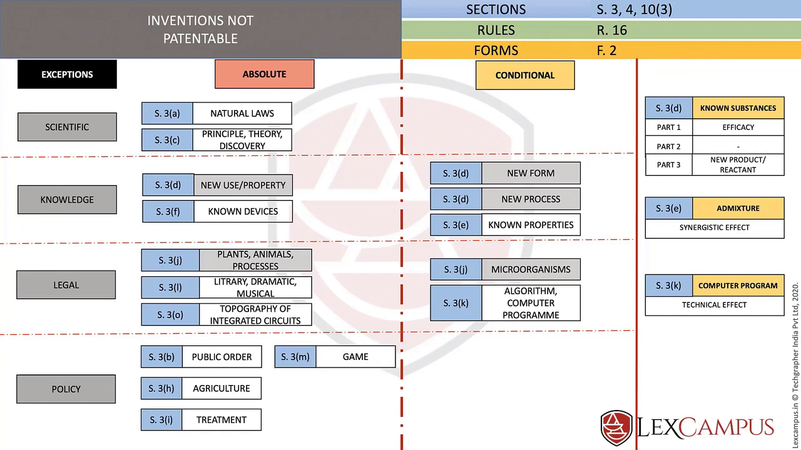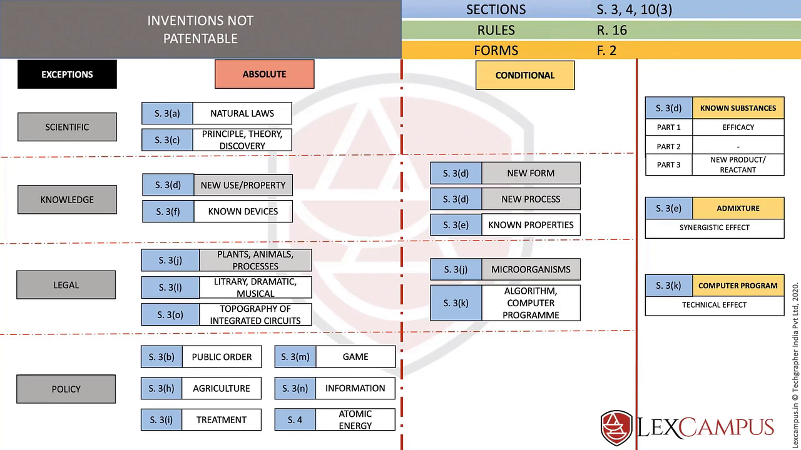Then in section 3M, we have a mere scheme or rule or method of performing a mental act or method of playing a game. So we just mentioned it as a game. Something which is a method of playing chess or Ludo or any other game is excluded. In 3N, we have again a policy exception, presentation of information. The mere presentation of information is excluded from patent protection. Information can be protected. An expression of information can be protected under the Copyright Act. But because it's a mere presentation of information, we've included this under the policy exceptions.